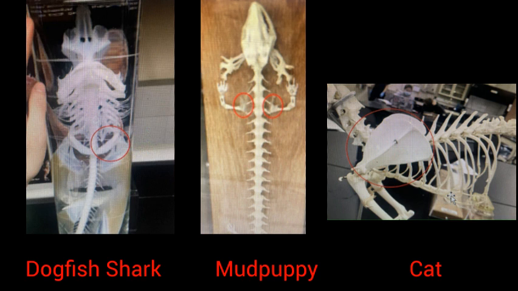Last, we're going to talk about the transition from fish to amphibians and to the mammals. We'll use dogfish shark, mud puppy, and cat as specimens.